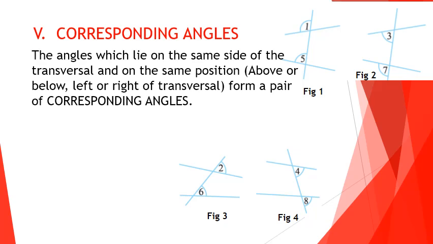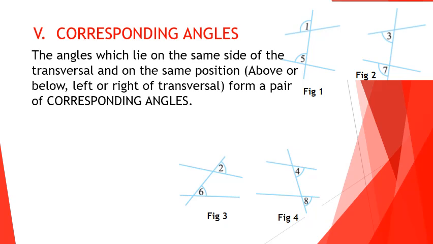Look at the figure carefully. Both angles are lying above the lines L and M. So they form one pair of corresponding angles. Another pair of corresponding angles is on the same side, the left side of the transversal. One more pair is below the line, below the line L and below the line M. Which are the two angles lying below the lines? That is angle 3 and angle 7. So our second pair of corresponding angles are angle 3 and angle 7.